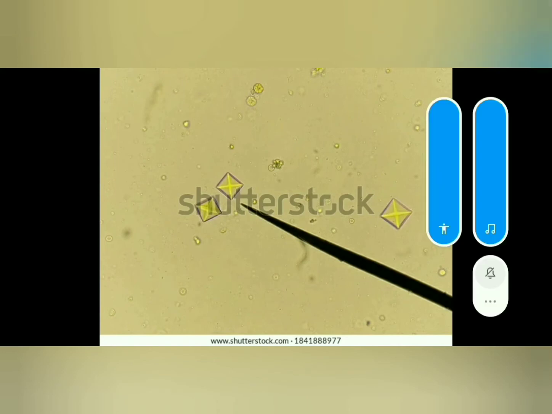Causes of calcium oxalate crystals in urine are taking more salty foods. If kidney stones are present which are made up of calcium oxalate, it causes calcium oxalate crystals in urine. Or if we eat food which has high content of oxalate. Or if we ingest ethylene glycol, then calcium oxalate crystals occur in urine during microscopy.